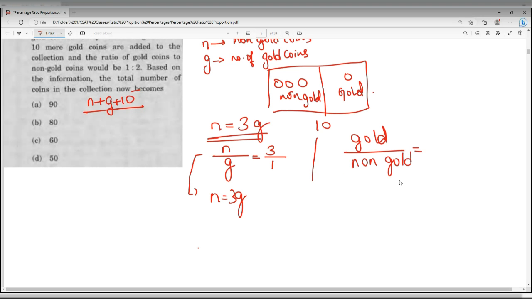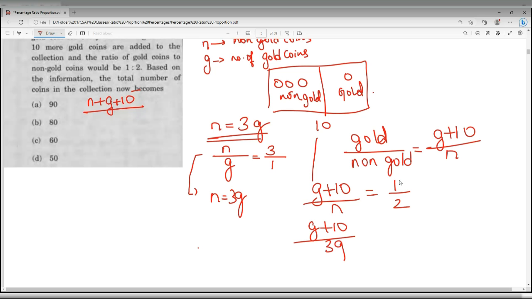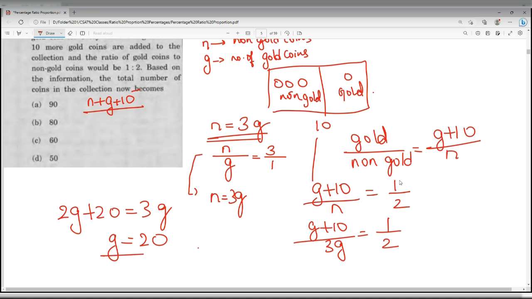Gold is g plus 10, non-gold is n, and this g plus 10 upon n is equal to 1:2. And then we have n is equal to 3g. So we have g plus 10 upon 3g is equal to 1/2. And this can be written as 2g plus 20 is equal to 3g. And we have g is equal to 20. So n is equal to 3 into 20, that is equal to 60.